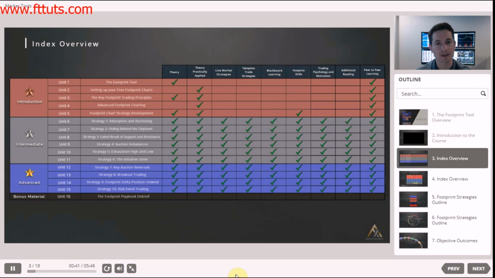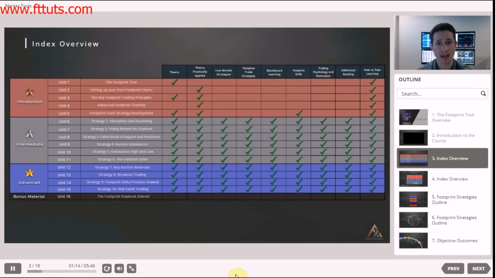Now, some of the key features you can expect to see throughout all of the units begin obviously with theoretical application. We then also have the practical application of these theoretical principles. What I found in my first course was that whilst we had a great deal of practical application of the theory, there was a real desire for a lot more practical application, and we've taken heed of that, and that's why we're going to have a number of practical examples throughout the Footprint course. All of them include live market strategies.